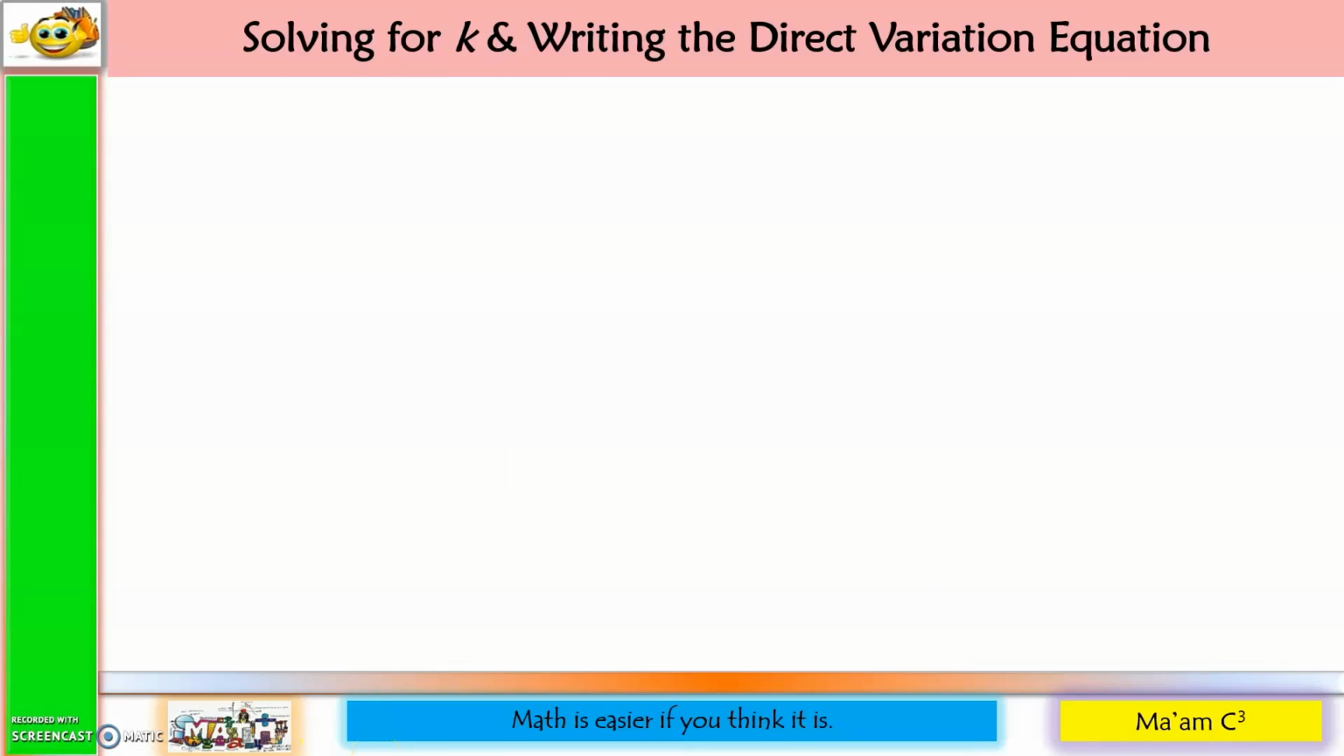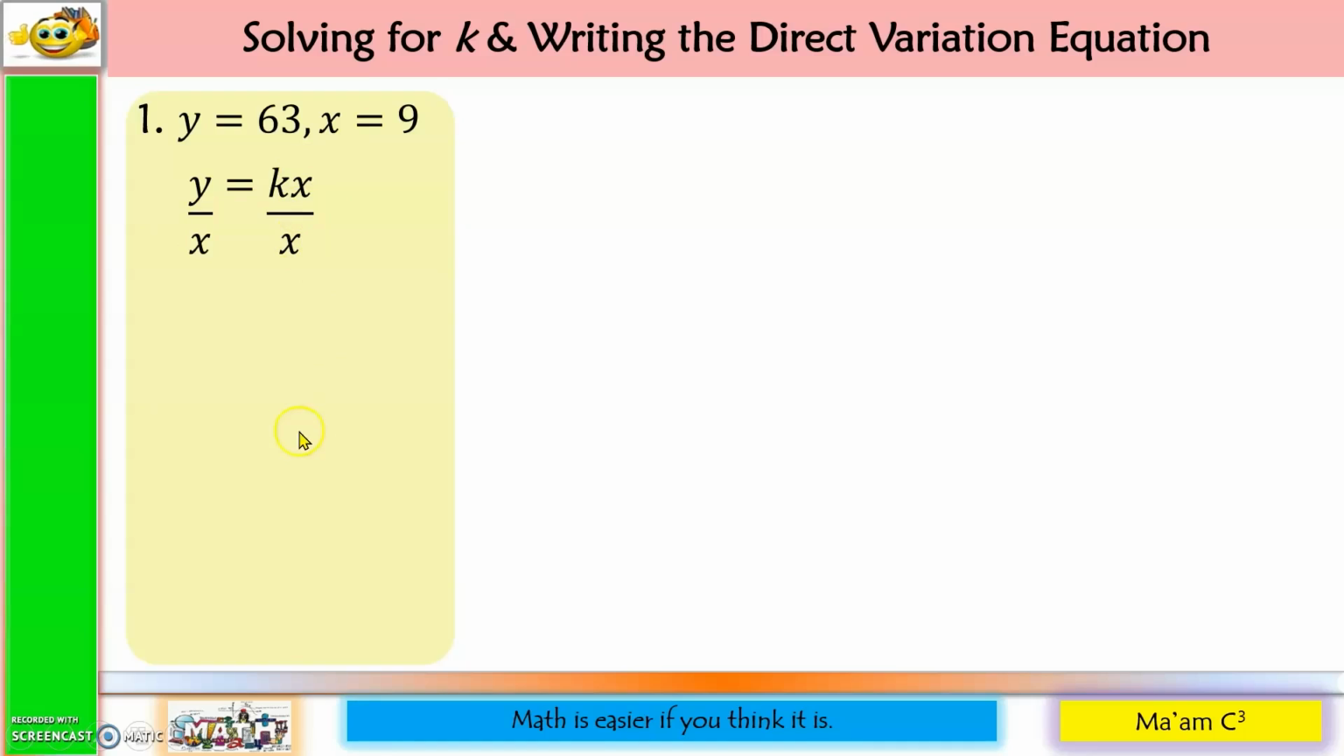This time, let us solve for k and write the equation of the direct variation. Number 1, y is 63 and x is equal to 9. Let us recall the formula for direct variation. Y is equal to kx. To solve for k, let us divide both sides by x. So x and x will cancel out. So we have k is equal to y over x.